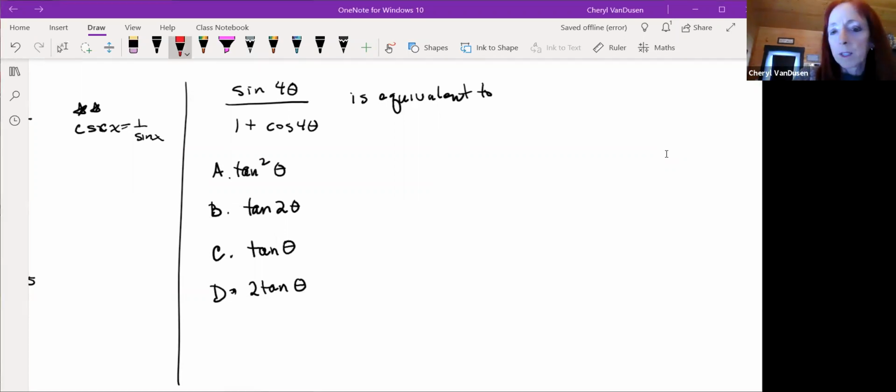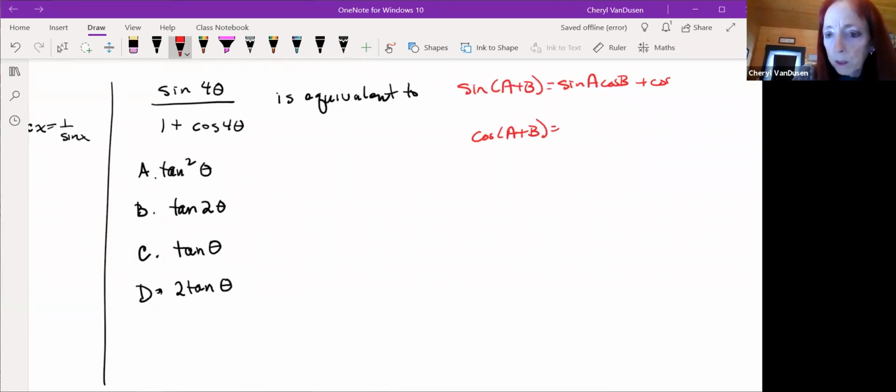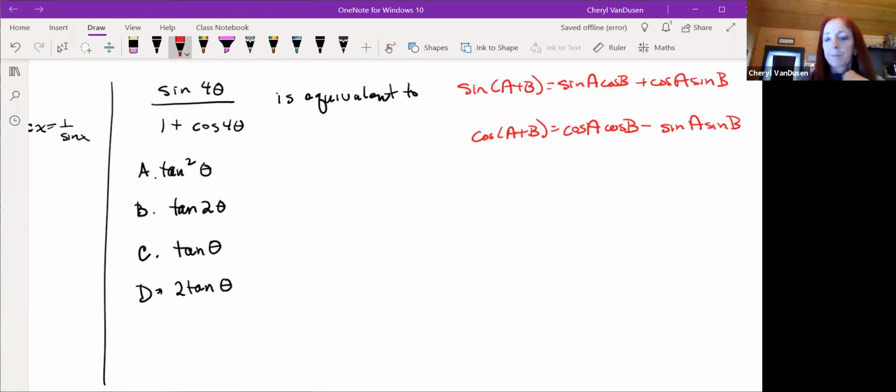I'll put the formulas over on the side here for us to ponder. So it's sine of a plus b and cos of a plus b that we're going to go after. The formula for sine of a plus b is sine a cos b plus cos a sine b. And cos of a plus b is cos cos minus sine sine, so cos a cos b minus sine a sine b. Okay, so those are our formulas.